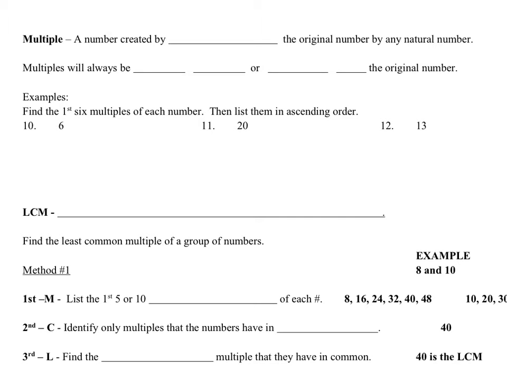We're going to be talking about the least common multiple. So the first thing we need to do is define what is a multiple. A multiple is a number created by multiplying the original number by any natural number. Just as a reminder, natural numbers are 1, 2, 3, 4, and so on. Multiples will always be greater than or equal to the original number.